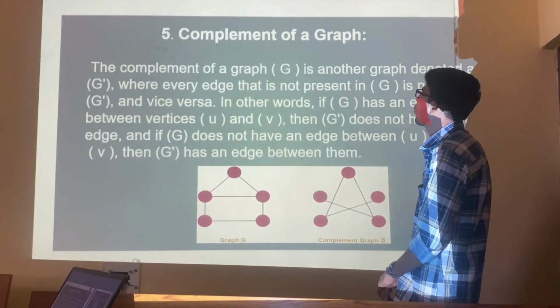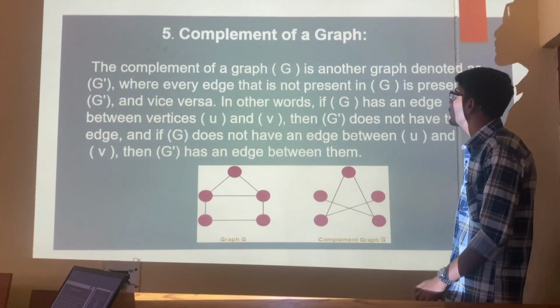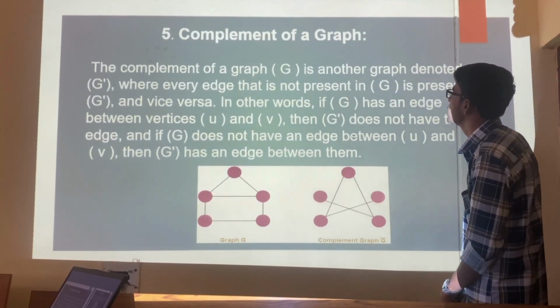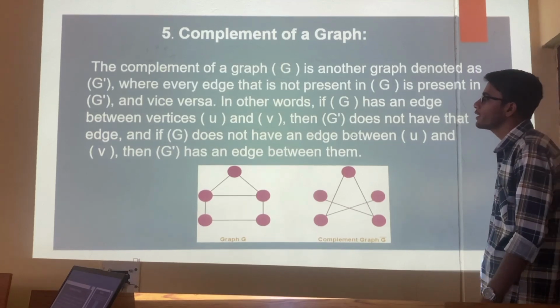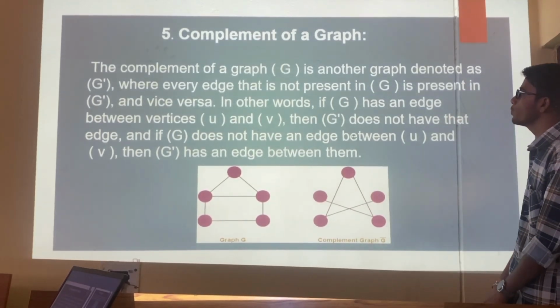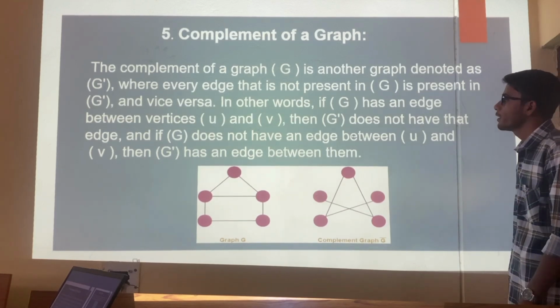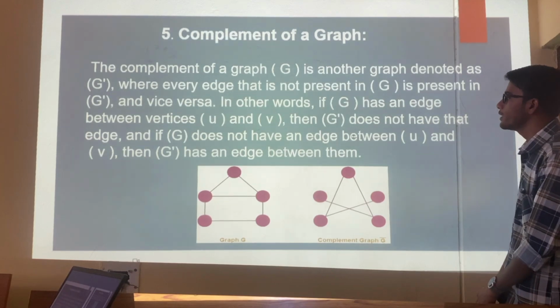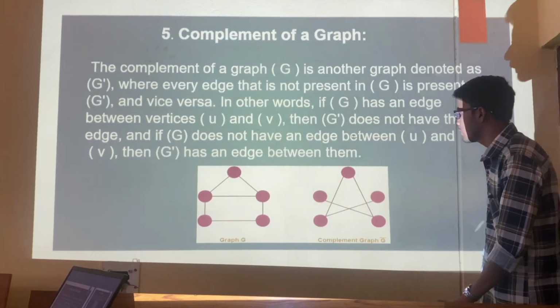Now next, complement of a graph. The complement of a graph is another graph denoted as G dash, where every edge that is not present in G is present in G dash and vice versa. In other words, if G has an edge between vertices U and V, then G dash does not have that edge, and if G does not have an edge between U and V, then G dash has an edge between them. Let's see with an example.